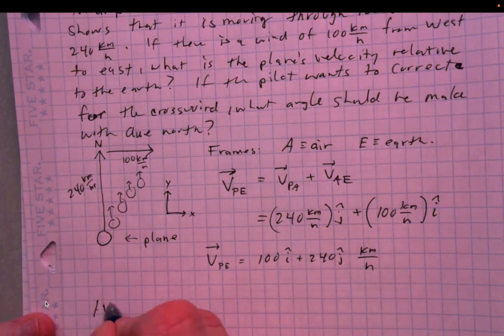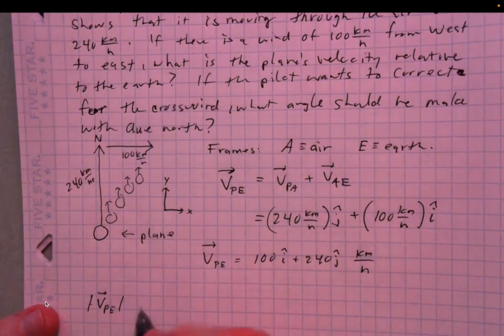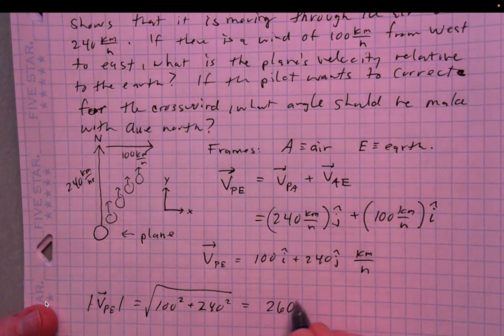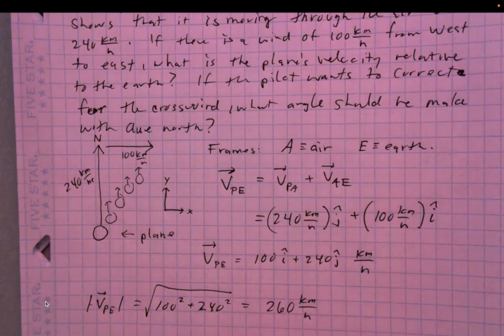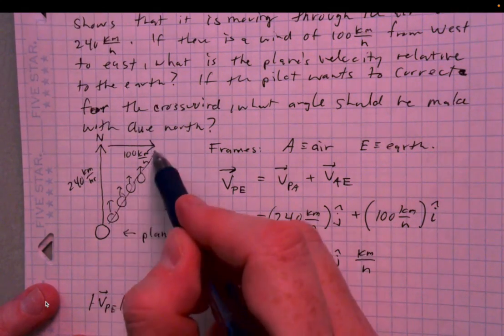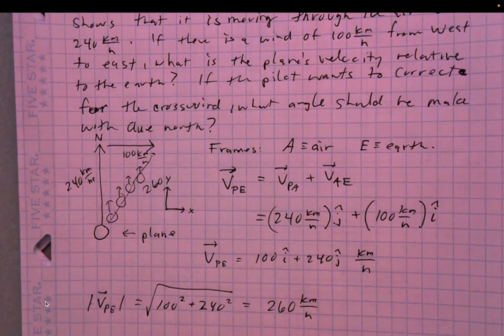What's the speed? Well, it's just the magnitude of that. So let's figure that out quick, just so we know. The speed of the plane is going to be the magnitude of the velocity vector. And so that's going to be equal to the square root of 100 squared plus 240 squared, and you get 260 kilometers per hour. So the plane is going to be moving along this path slightly faster, at 260.